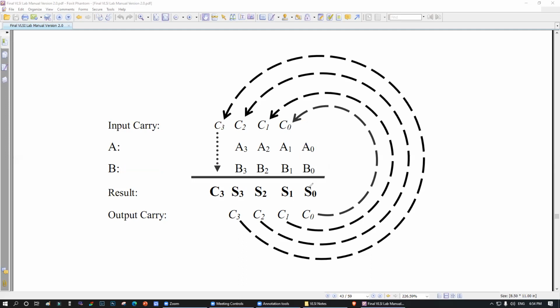A0, B0, that become S0 if you add them, and you have a carry, C0, in your hand. That will go to the next place, C0, A1, B1. If you add them together, your result will be S1. Now look at this. Here you have three inputs, that means it is a full adder. So C0, A1, and B1, the result is S1. And the carry, whatever you have in your hand, is C1.